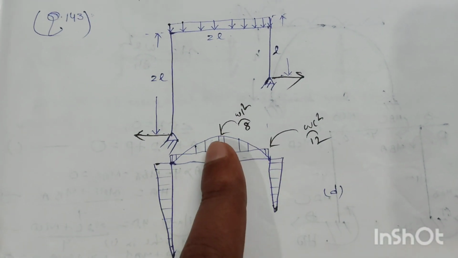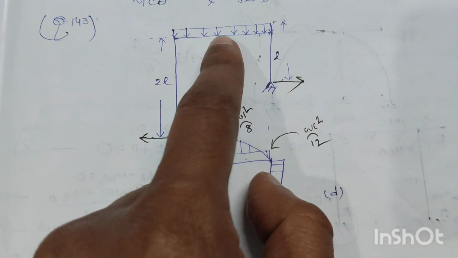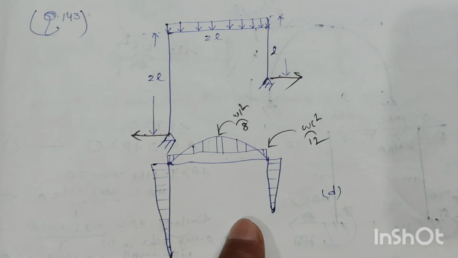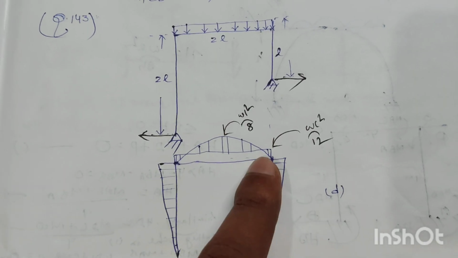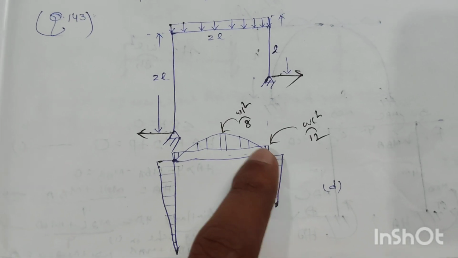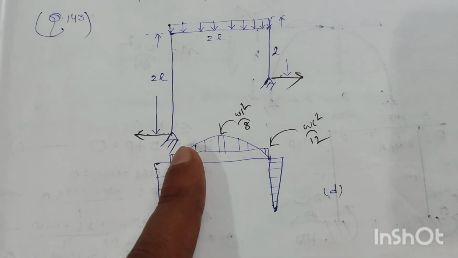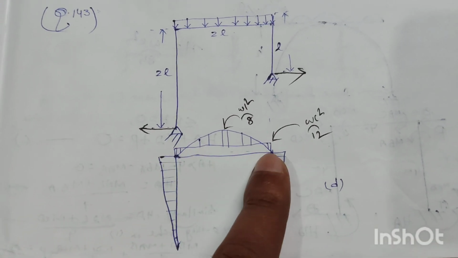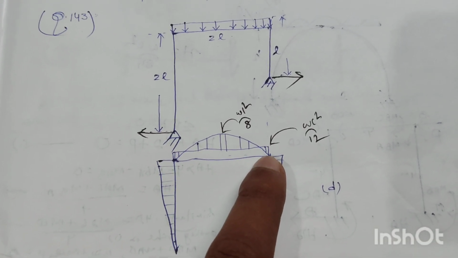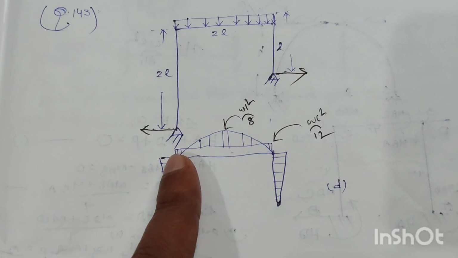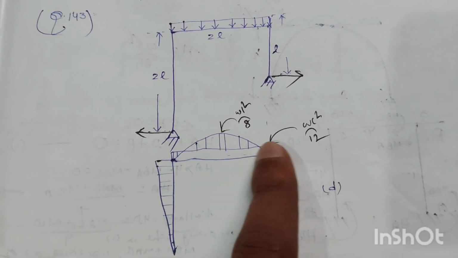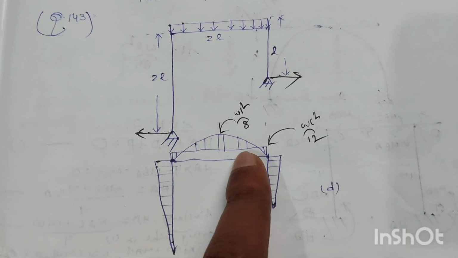And the free moment will be at the midpoint of the top member, and the value will be equal to WL square by 8. The free moment diagram will be parabolic in shape, and at these two fixed ends there will be some fixed end moment. So the fixed end moment at this end is WL square by 12, and at this end WL square by 12. So a rectangular shape fixed end moment diagram will be available for the top chord member.